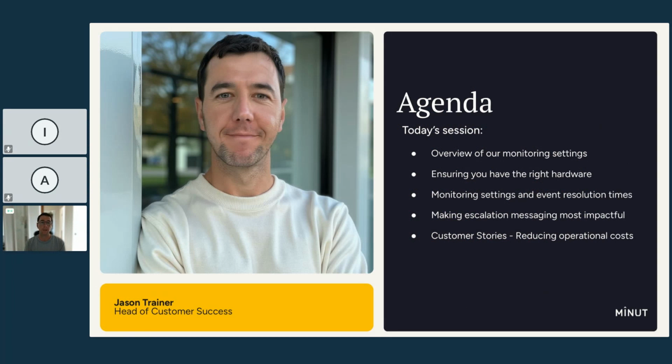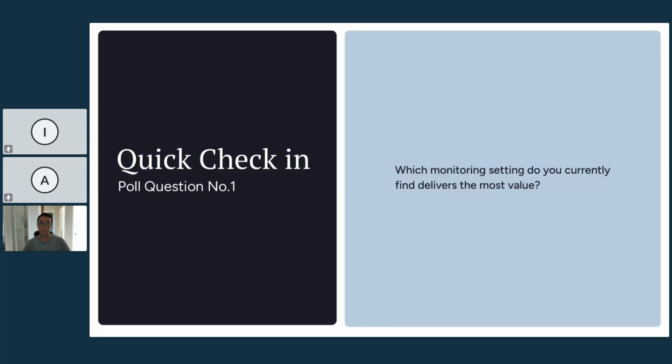So by the end of today's webinar, you will have a strong understanding of how to best utilize your thresholds and escalation messaging to stop an event before it escalates. Today, we have a few points to cover on the agenda, starting with an overview of your monitoring settings before we ensure that you have the right hardware for your monitoring. We then move on to monitoring settings and event resolution times before we look at making escalation messaging most impactful. And we'll finish today's webinar with some customer stories on how some of our existing customers have managed to reduce their operational costs with Minut.